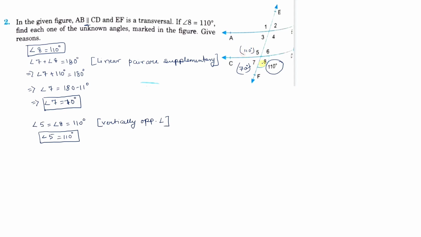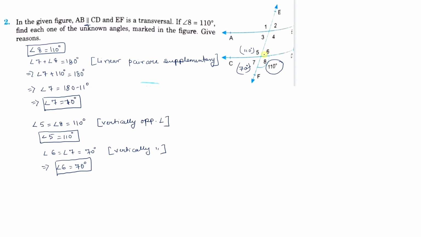Next, angle 6 and 7 are vertically opposite. So 7 is 70 degree. Angle 6 will also be 70 degree. Angle 6 equals angle 7 equals 70 degree. The reason will be same, that is vertically opposite angle. So the angle 6 is 70 degree. We have got 3 angles. Next, we have to find all these angles.